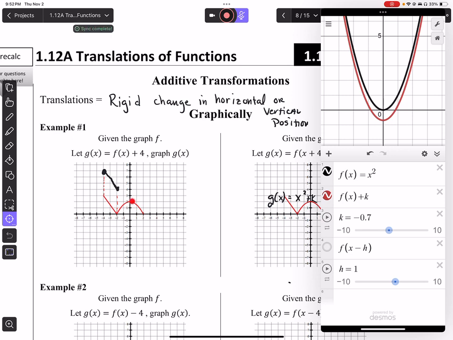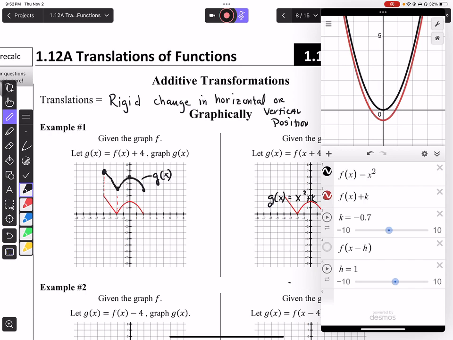Another key point would be like this peak right here, this local max. It's going to go up by 4 units. So 1, 2, 3, 4. It's now going to be up here at 6. So we'll put a point there at 6. Then it comes back down to right there. And so there is what the new g of x looks like.